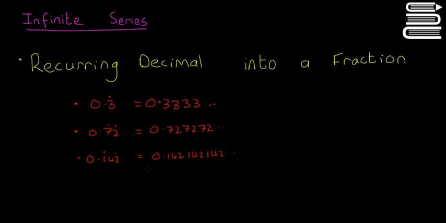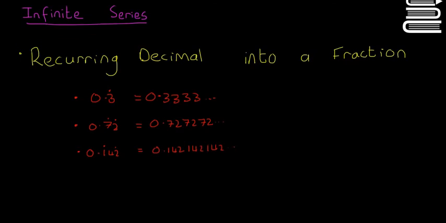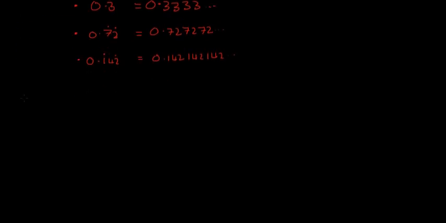So how do we write these things as fractions? That's what we're going to learn now in this video. There's a method to it. We're going to look at the middle example, because the other examples will all follow the same style anyway. So we're going to write 0.72 recurring as a fraction. How are we going to do this?